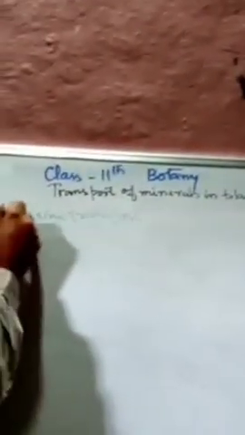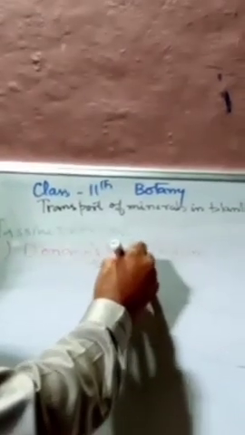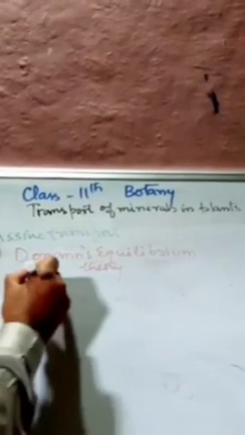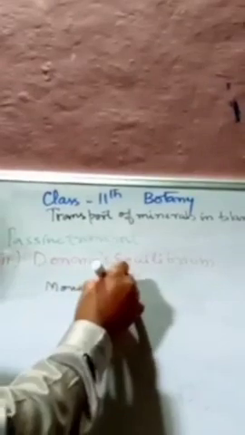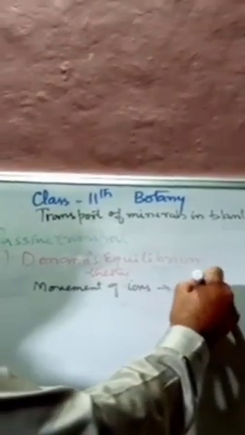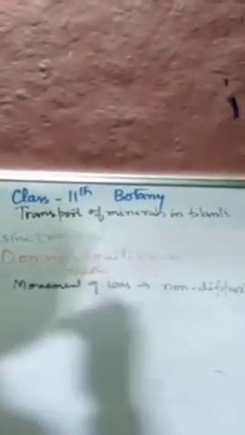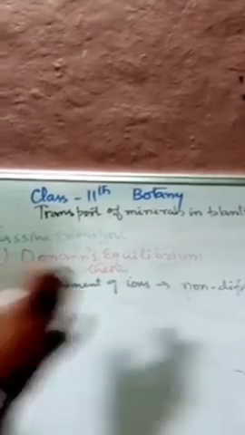Third, we have another theory, that is Donnan's equilibrium theory. The main principle behind this theory is that the movement of ions takes place due to the non-diffusible ions which are present inside the cell or which are present outside the cell.